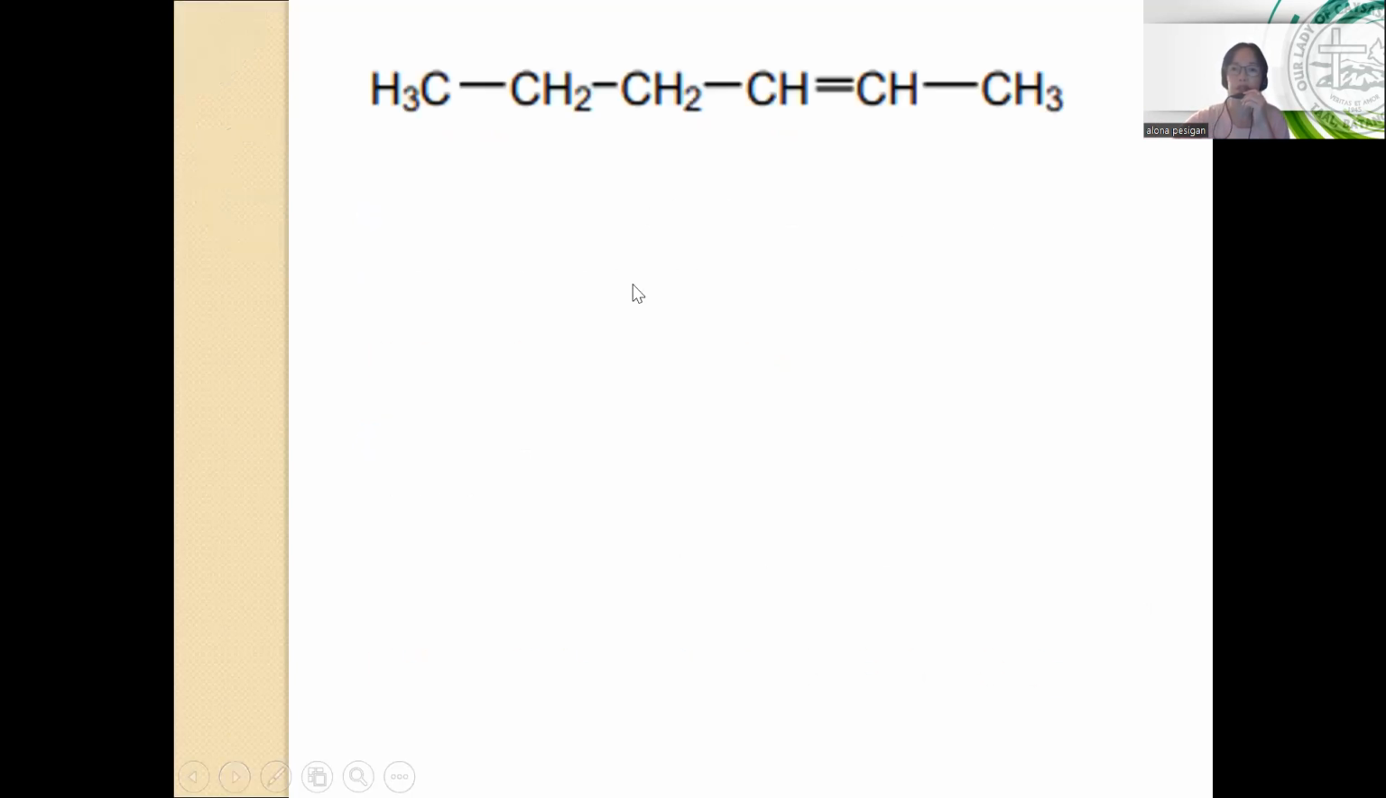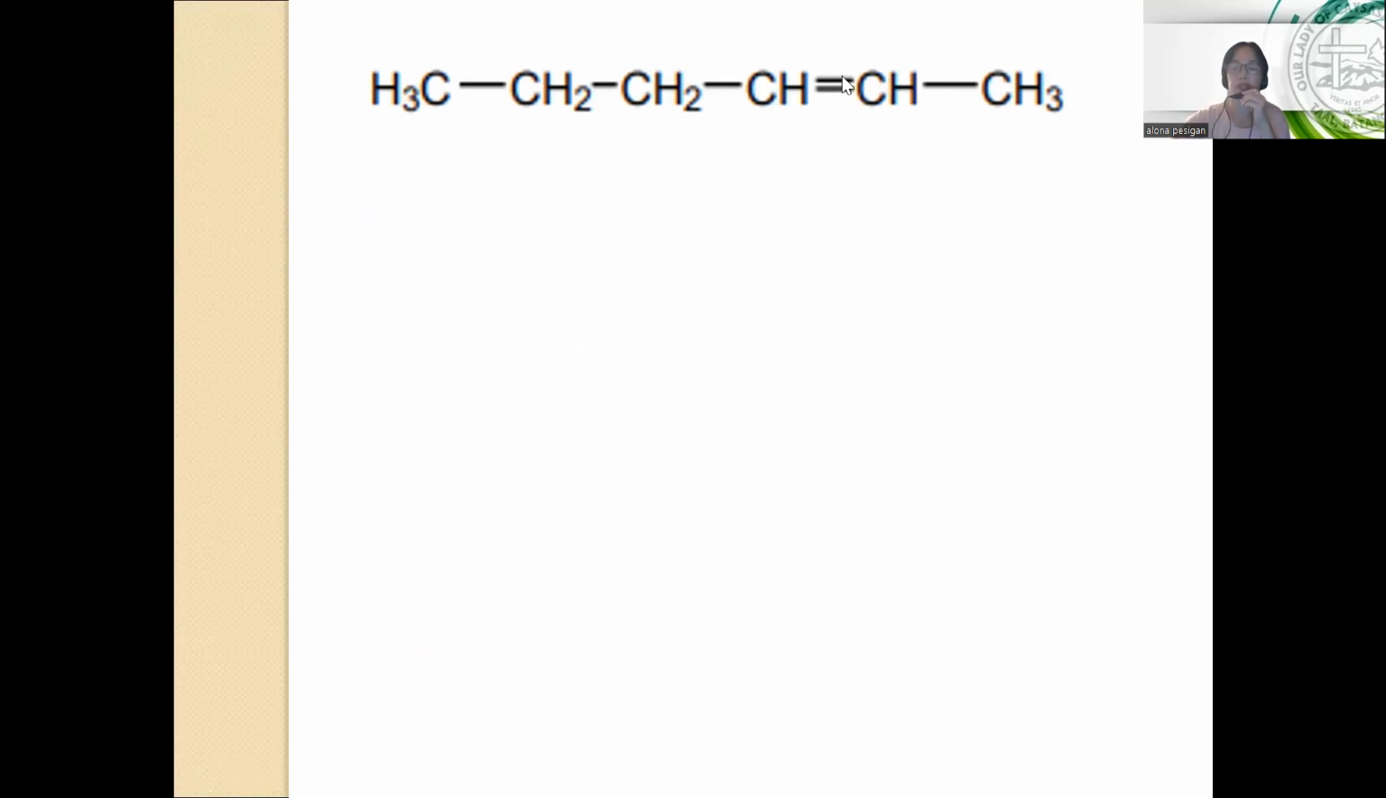Okay, so for example, you look at this one. Let's have the position of the double bond, 1, 2. So the parent chain is 1, 2, 3, 4, 5, 6.